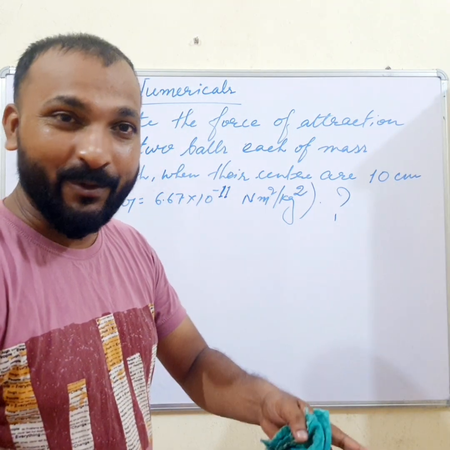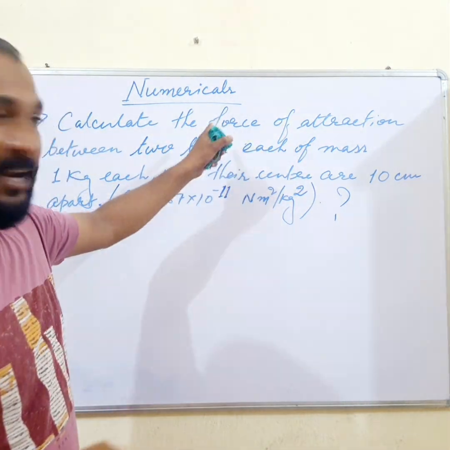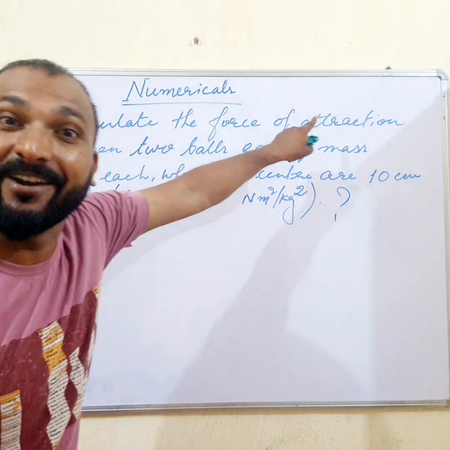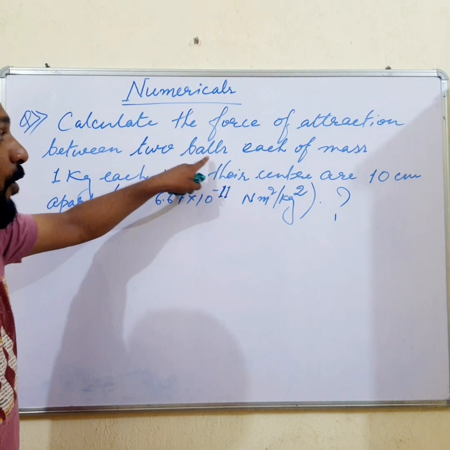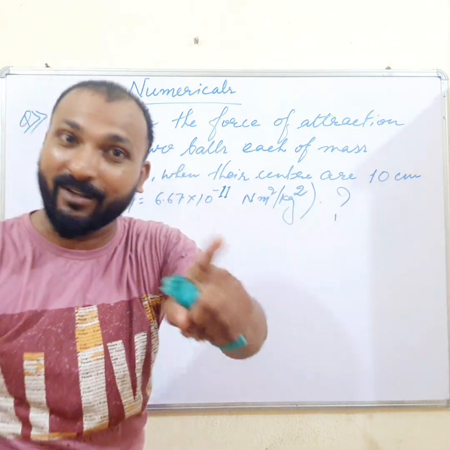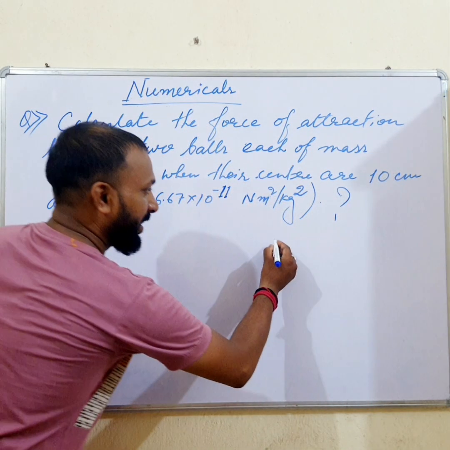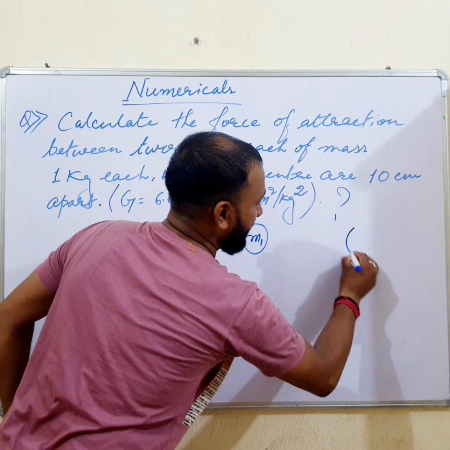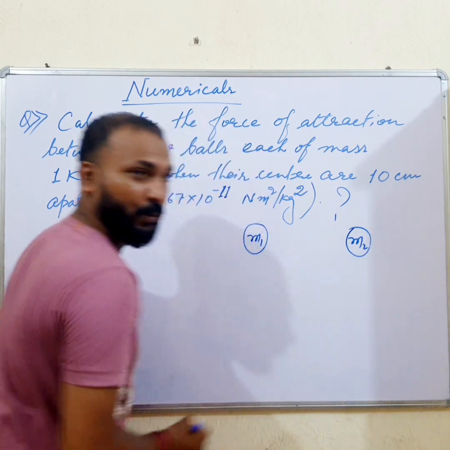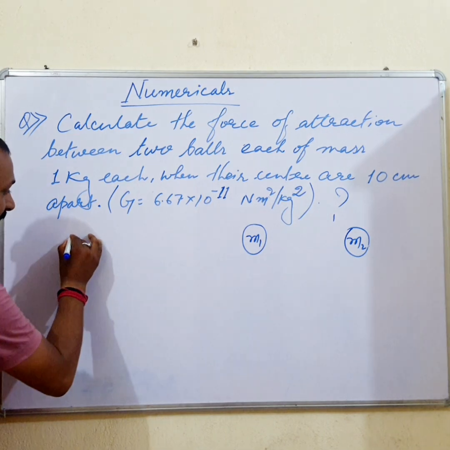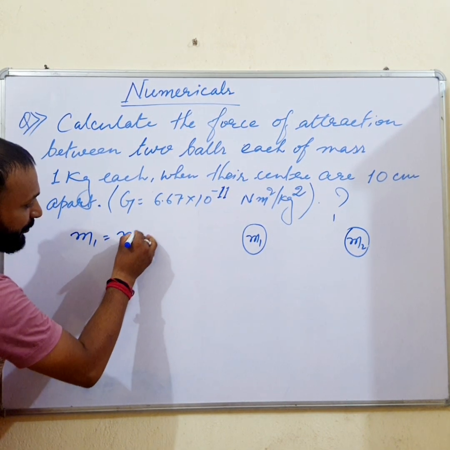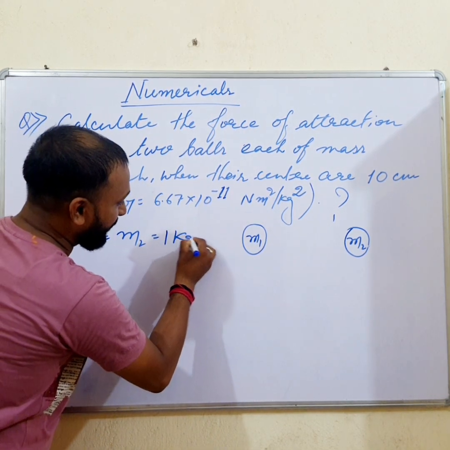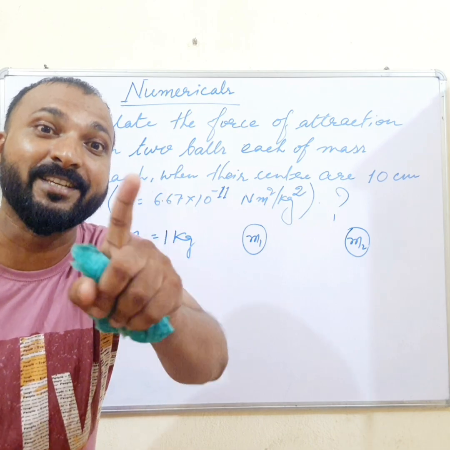So now, children, pay attention to the board. Now have a look towards the board. One question has been written over there. Calculate the force of attraction between two balls each of mass. That means the two balls are identical. Identical means same. Suppose this is the first ball, mass m1. This is the second ball, mass m2. Both are identical, that means m1 equals m2 equals 1 kg. The mass of the two balls is 1 kg each.